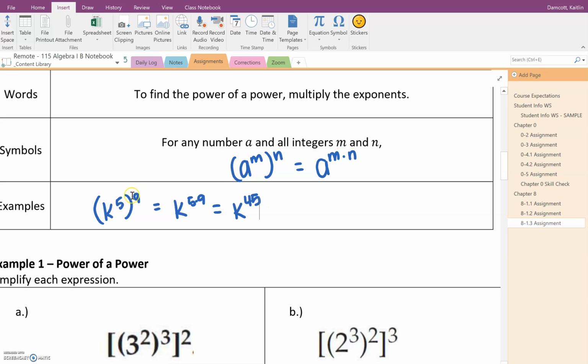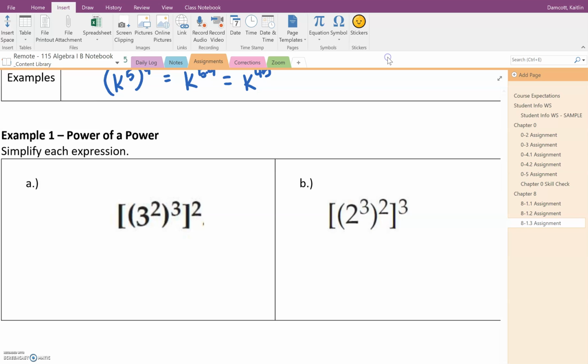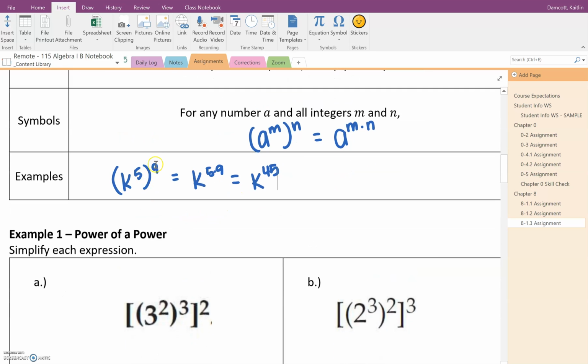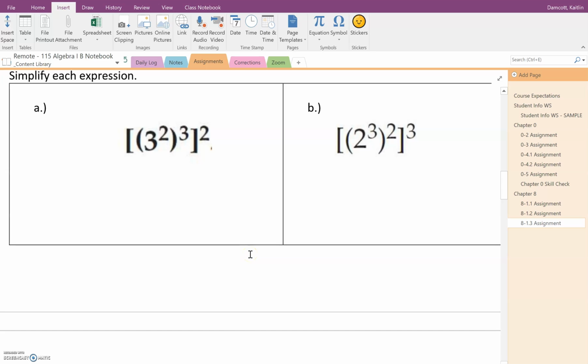So keep your base, multiply your exponents when you're raising a power to a power. So now we're going to take a look at some examples here where we're doing this. So now, instead of just having a power to a power, we've got a power to a power to a power. But it doesn't really change anything.